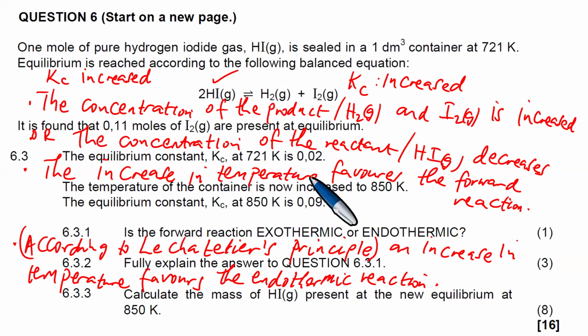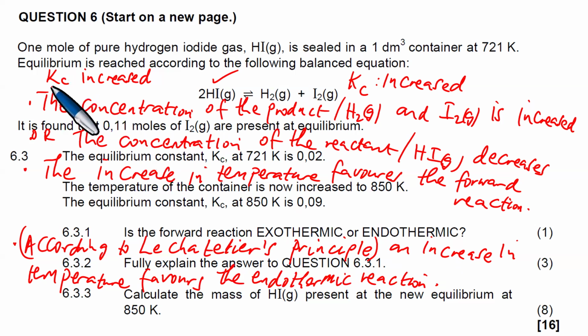And the Kc increased from 0.02 to 0.09. And we're saying that if that happens to the Kc, an increase in temperature favors an increase in the Kc, it happens only if the forward reaction is endothermic. Okay, that we saw. But here are the explanations for that.